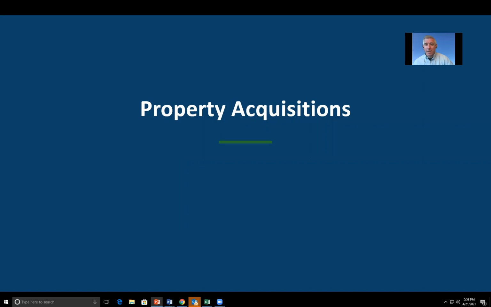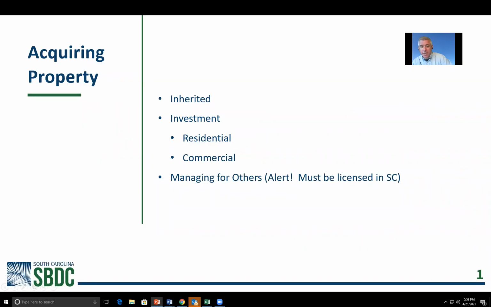So, start out with property acquisitions. How can you come across property? And this is not an investment seminar. I'm not going to teach you how to invest in real estate, although you might get some takeaways here. But a lot of people inherit property. I've been fortunate myself to inherit property from my grandfather. A lot of people end up with property, and some people end up with good properties, and some people end up with not so good properties when they inherit it.